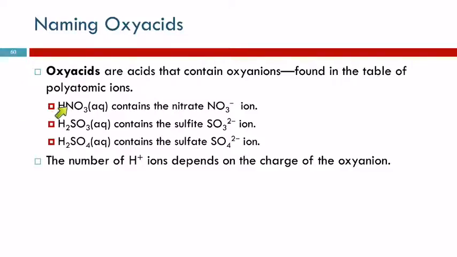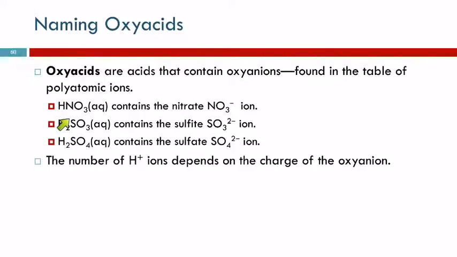So when we look at the formulas for these three acids, HNO3, the H at the beginning of the formula tells me this is an acid. And then when I see oxygen in it, I say, this is an oxyacid. It has oxygen in it. The binary acids also start with H, but they don't have O in them. Okay? So HNO3 has the nitrate ion. So if I cover up the H, you see the NO3 there?